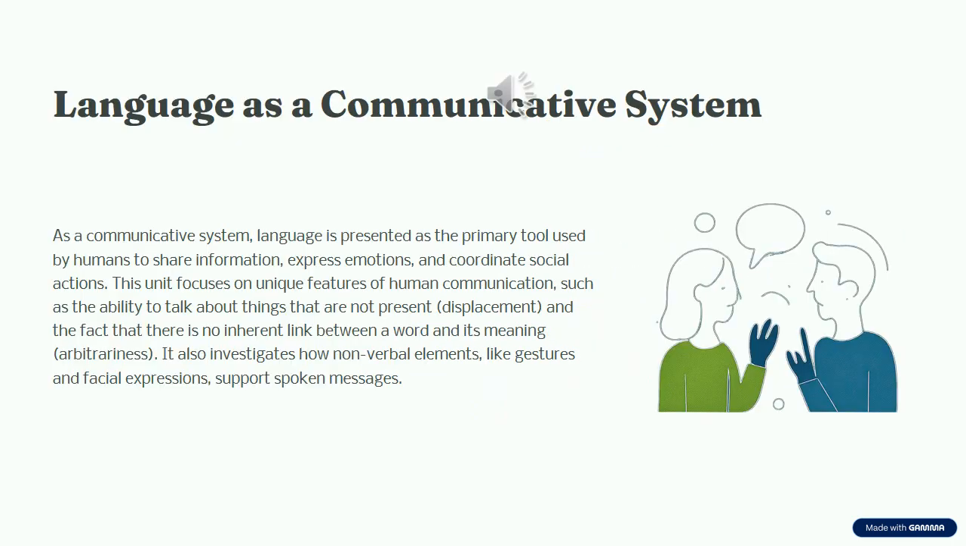Second is language as a communicative system. As a communicative system, language is presented as the primary tool used by humans to share information, express emotions, and coordinate social actions. This unit focuses on unique features of human communication, such as the ability to talk about things that are not present, which is displacement, and the fact that there is no inherent link between a word and its meaning, which is arbitrariness. It also investigates how non-verbal elements like gestures and facial expressions support our spoken messages.